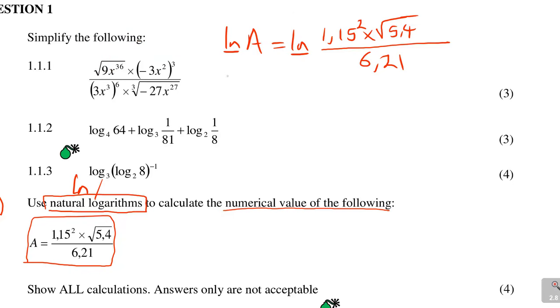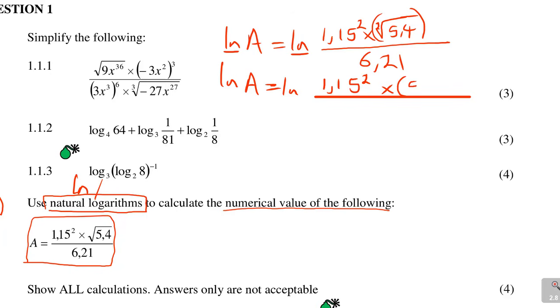So you continue with the left hand side as ln a. You also write the right side as ln. Now you need to simplify some things. First thing is this square root. Remember, the square root means there is a power of 1 over 2, so you first simplify that. What you'll have on top is 1,15 squared times, now the square root, remember you put a bracket, 5,4 to the power 1 over 2, over 6,21.